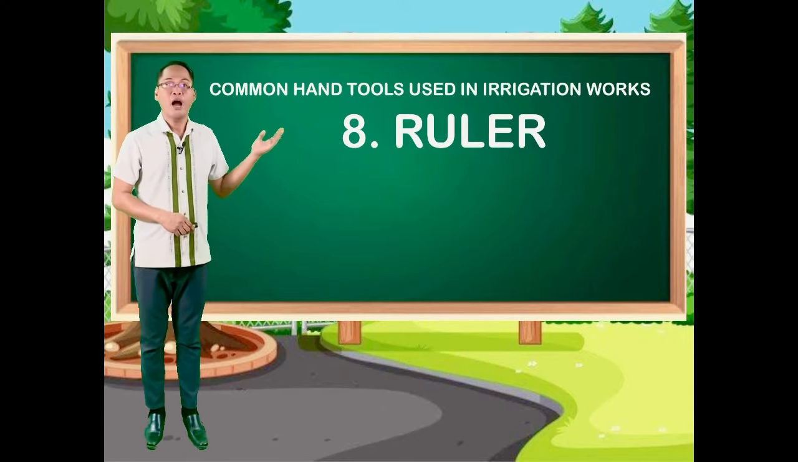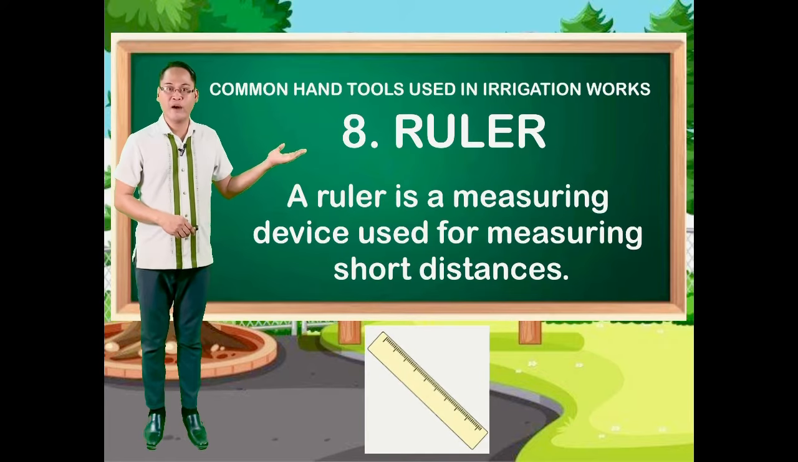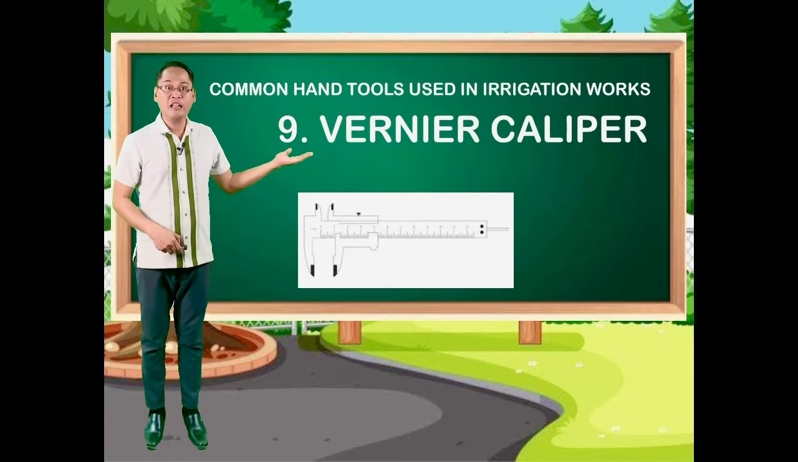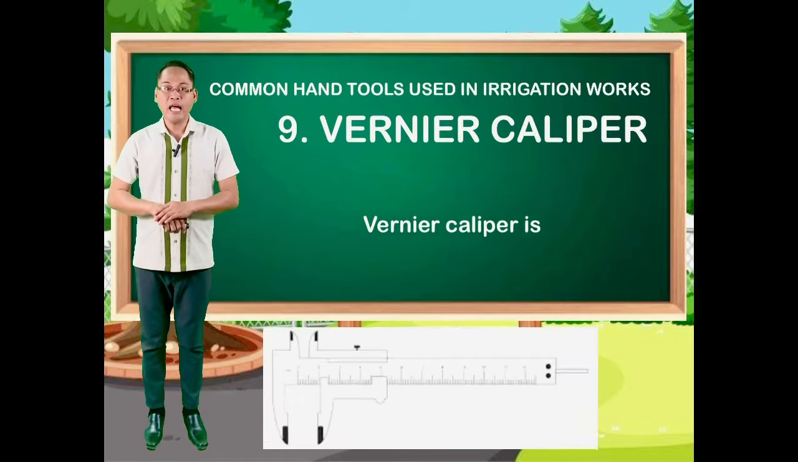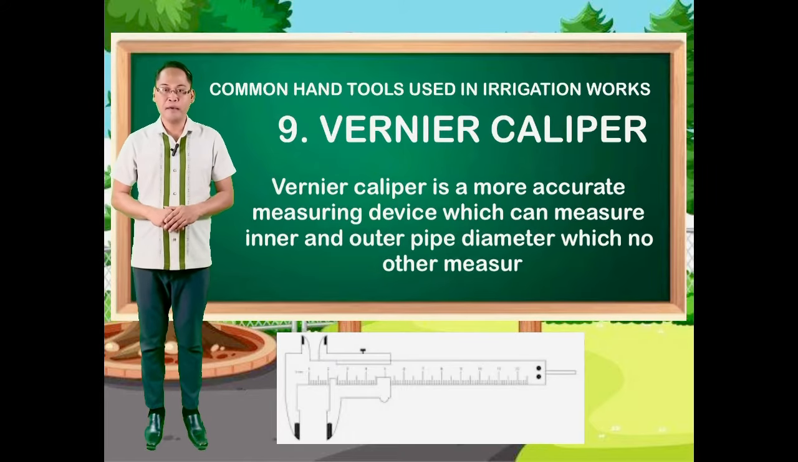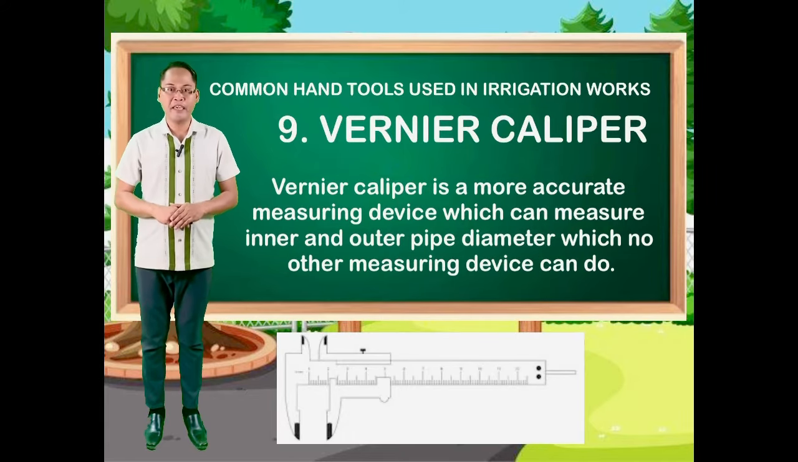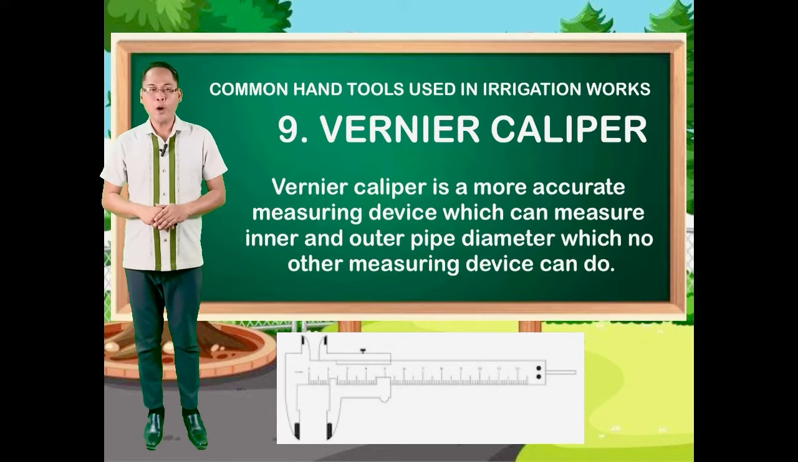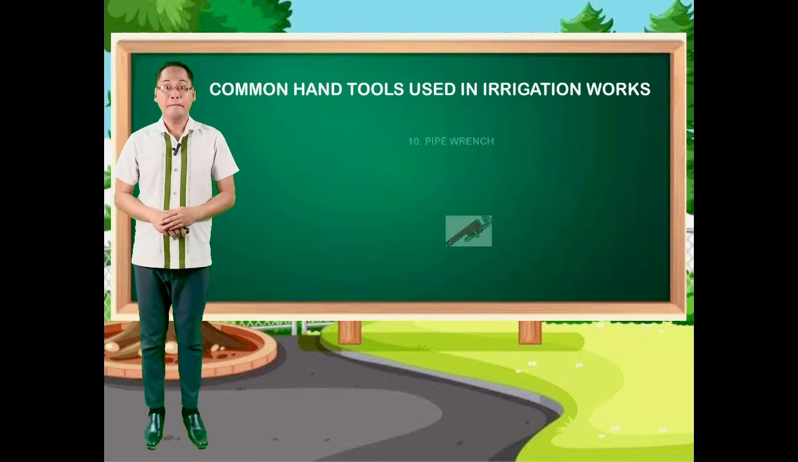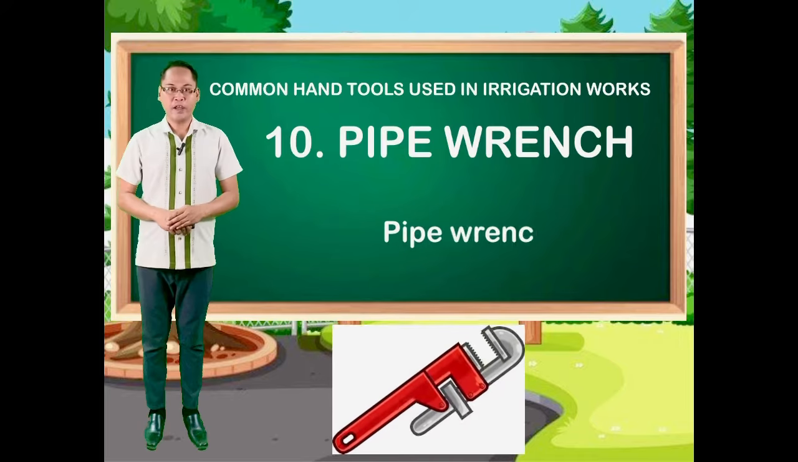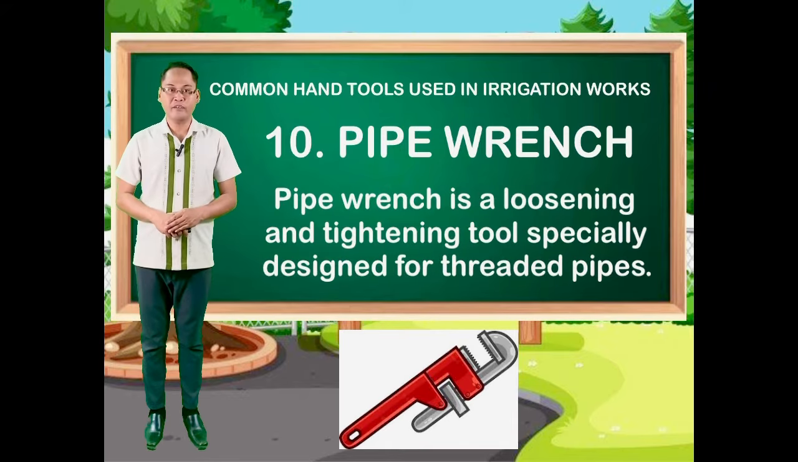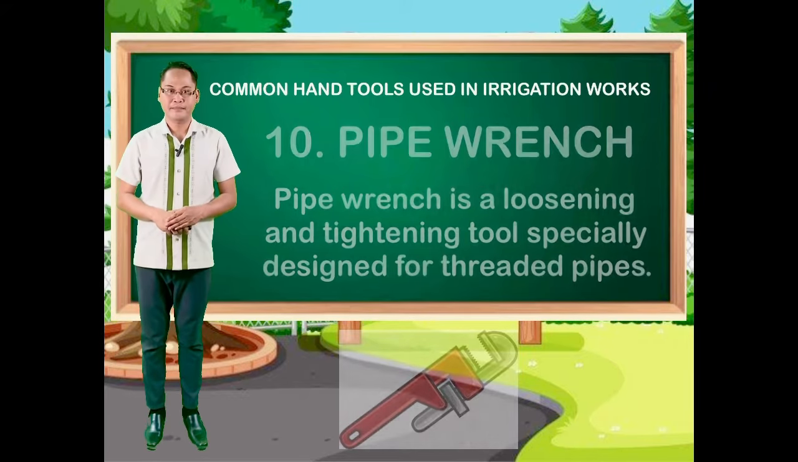Roller. A roller is a measuring device used for measuring short distances. Vernier caliper. A vernier caliper is a more accurate measuring device which can measure inner and outer pipe diameter, which no other measuring device can do. Next is pipe wrench. A pipe wrench is a loosening and tightening tool specially designed for threaded pipes.